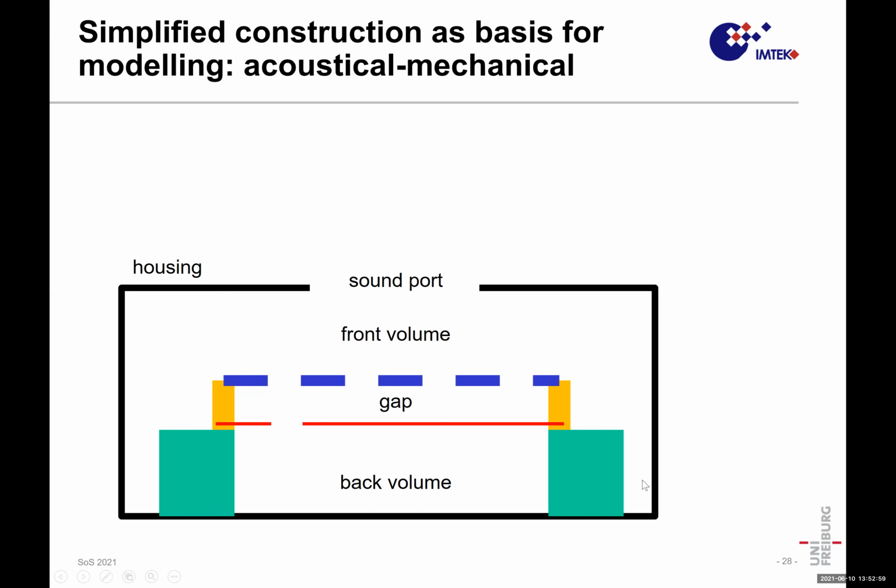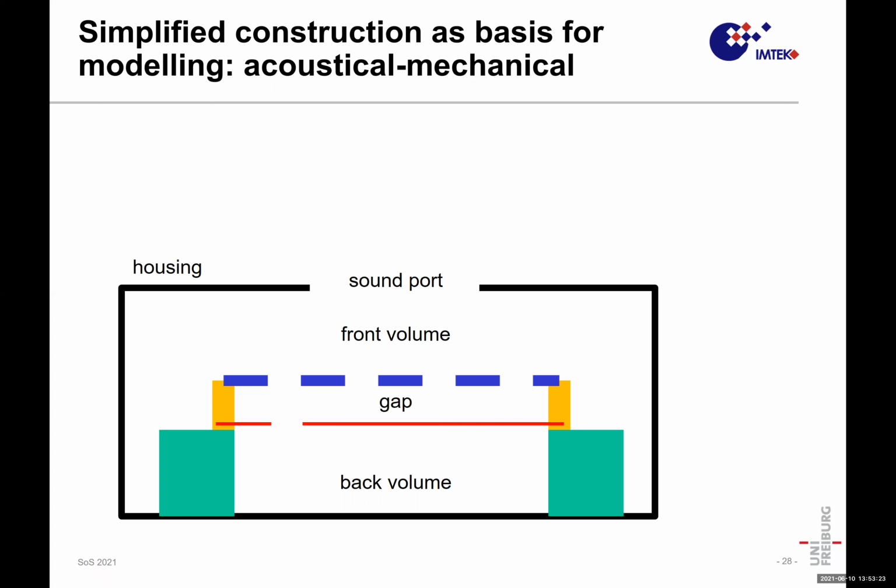Then we call this the front volume, because the black is the housing, behind it is sealing, and in front it gives rise to a sound port. So air or sound comes in here, goes through the backplate, moves the diaphragm, and hits the back volume, so to say. And of course, since we have the housing, no sound comes from the rear side.